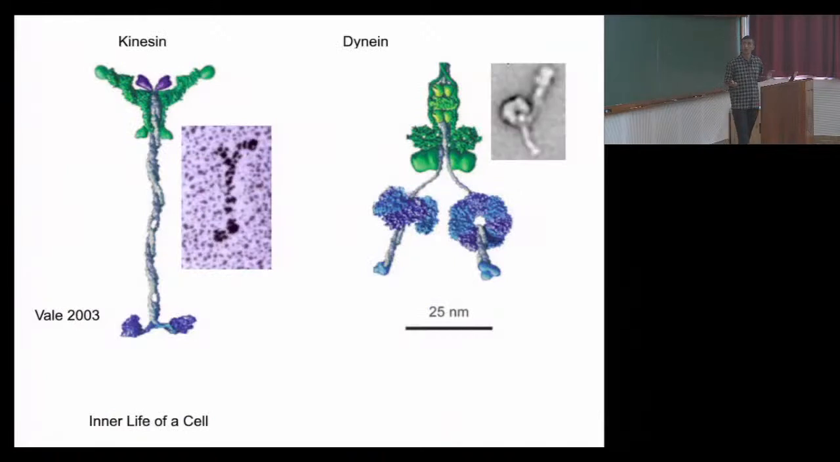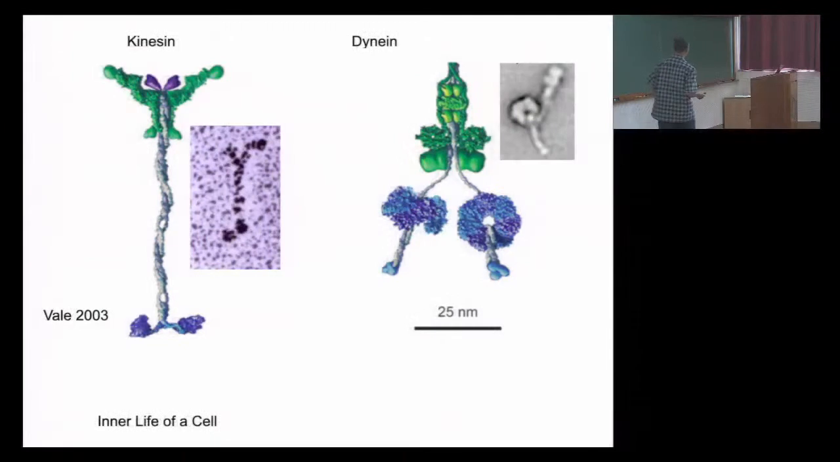This is how these motors look under the electron microscope, just to give you an idea of the scales. And this is a nice picture, as you would draw it, of this same kinesin motor. And here is a dynein motor, and here is another version of the dynein motor. These names are derived from the units of force, and kinein is motion in Greek.